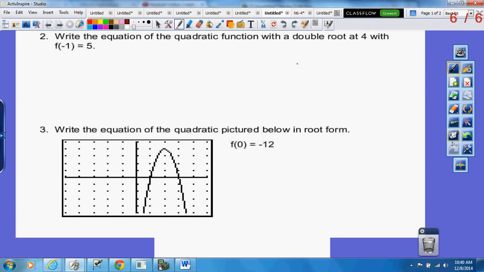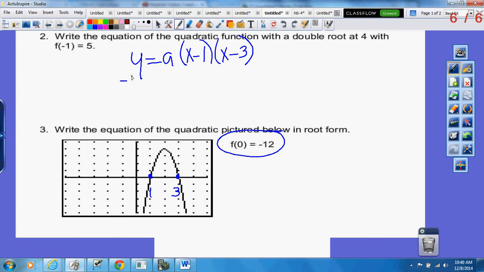So now, number 3, it didn't just give me a root. It gave me a graph, but I can see that my roots right there are at 1 and 3. So when I rewrite it, I'm going to write this at the top, guys, but know that I'm working number 3 now. When I rewrite it, I'm going to have y equals a, x minus 1, and x minus 3. Plug in my x and my y. I'm going to have -12 equals a, 0 minus 1, and 0 minus 3. That's going to give me -12 equals, this is going to be a -1 and a -3, which is going to give me a positive 3a.